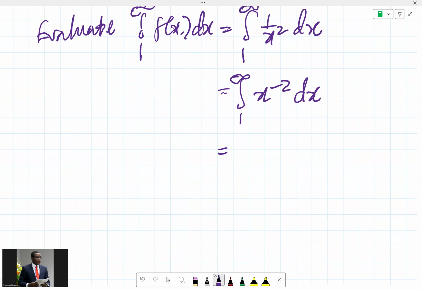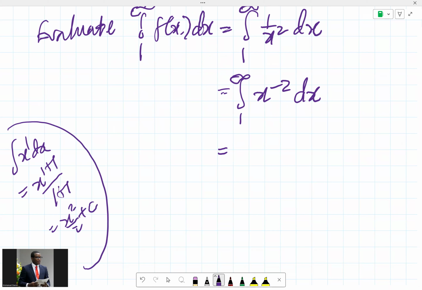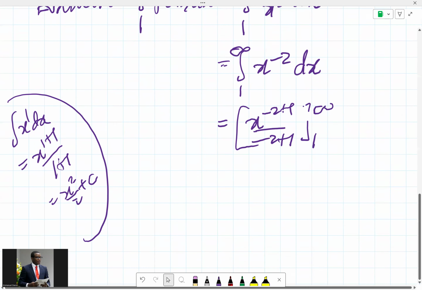Now the idea of integration is, if you have the integral of x dx, if it's a polynomial, the power of x here is 1. So you have 1 plus 1, x to the new power divided by 1 plus 1, and that is x squared over 2 plus c, which is called an arbitrary constant. So in this case, to integrate this, you just have x raised to the power minus 2 plus 1, all over minus 2 plus 1, from 1 to infinity.